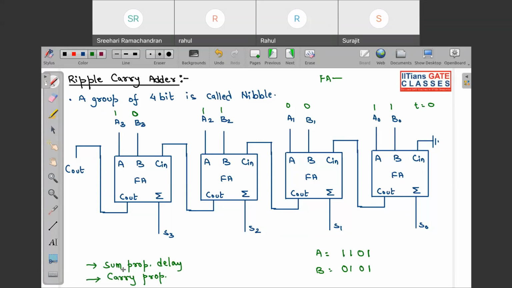Look at the name. Sum propagation delay means how much time the full adders take. These are identical full adders. Sum propagation delay means the delay that the full adders take to generate the sum terms. And carry propagation delay means the delay that all the identical full adders take to produce the carry.